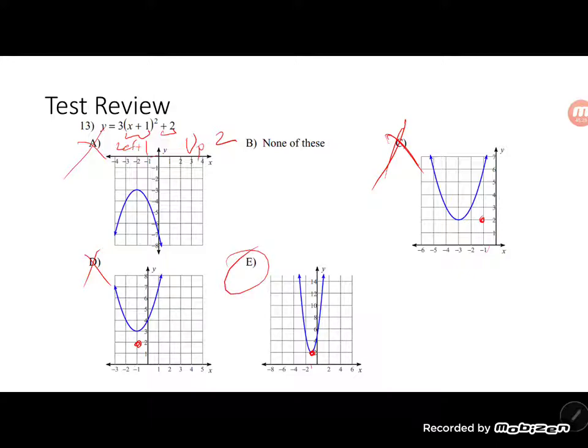Now, we do have to prove that it's not none of these. So maybe just find one more piece of evidence that could convince you that this would be right. Now, what would that evidence be? Well, notice we have a 3 out here. And the 3 is multiplying our function. So again, we want to know our transformation rules and know that that's going to stretch it upwards by 3.